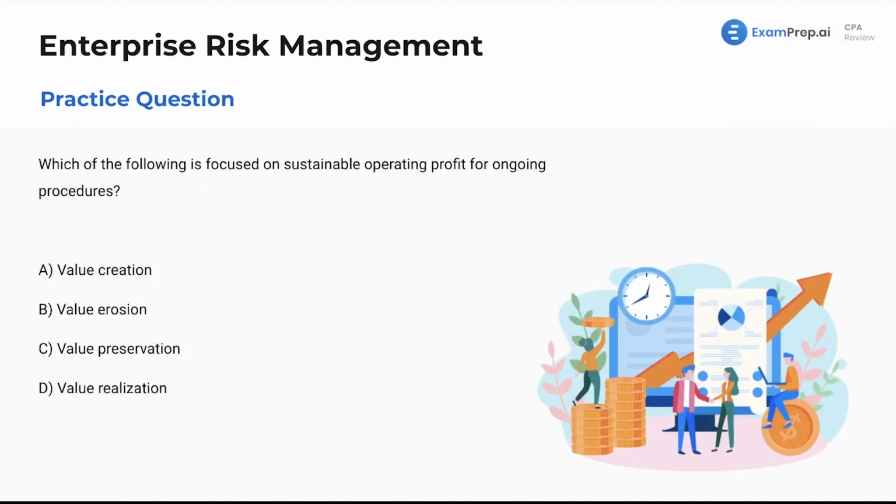Which of the following is focused on sustainable operating profit for ongoing procedures? All right, so as a company, we have these 4 value actions. We have value creation, erosion, preservation, and realization. Let's think of a technology company. Well, we have value creation, and this is us creating a wonderful product. This is a new, innovative, hot product that is now all of a sudden the biggest seller of the year. Everyone's buying it. Erosion, this is when that product stops becoming as hot and on the top of the market. Value preservation, this is one.